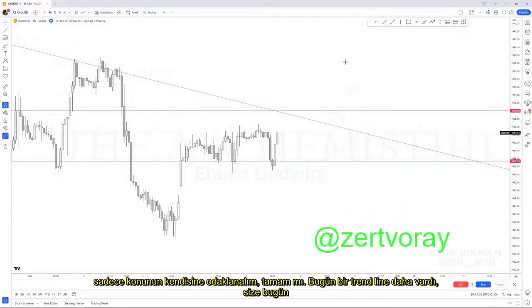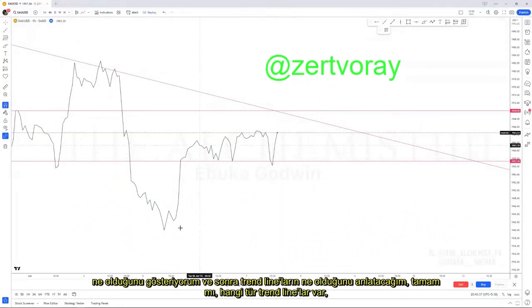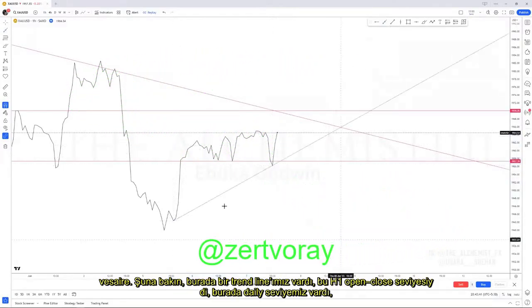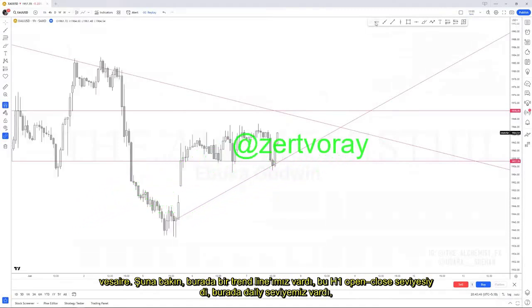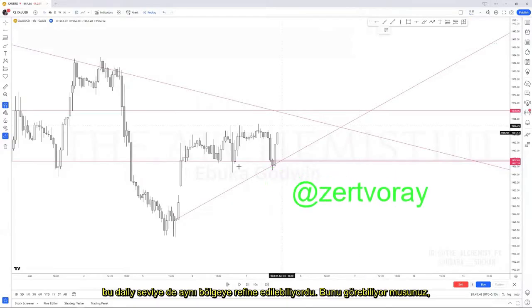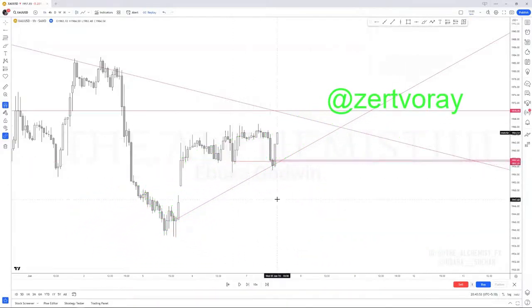So there was another trend line here today. I'm just showing you what happened today, and then I'll show you what trend lines are, what the types of trend lines are and all. Look at this. We had a trend line. We had this H1 open close. We had the daily level in here, which could be refined into this. It's on the same zone. Can you see it?